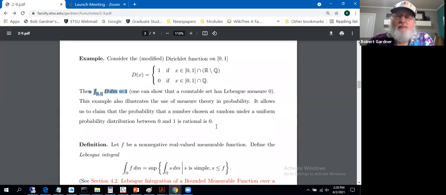And the probability of choosing a number under this distribution between 0 and 1, the probability the number is rational is 0. The probability it's irrational is 1. The probability it's rational is 0. And that's not a complicated probability story, but it's not one you can address with just Riemann integration. It actually takes the Lebesgue integration and the ideas of measures to deal with that.